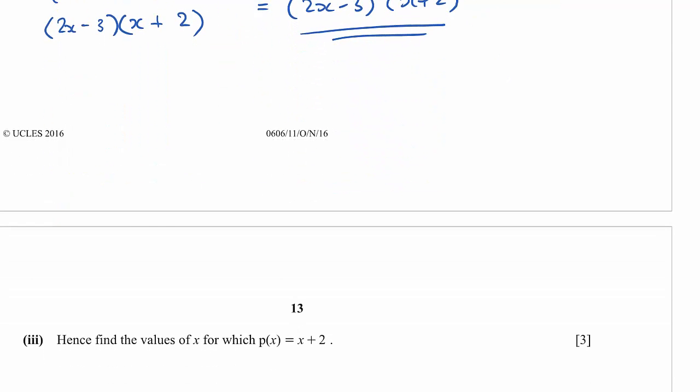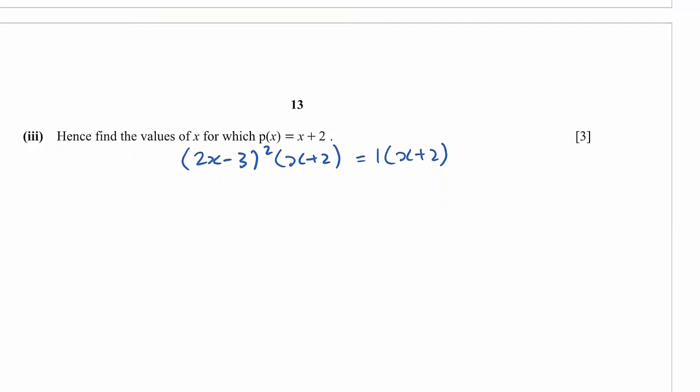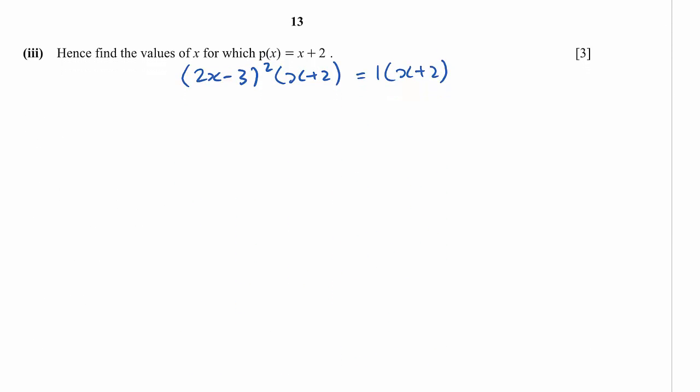So the last part of the question says, hence find the values of x for which p of x is equal to x plus 2. So that means that we have 2x minus 3 squared, x plus 2 is equal to x plus 2. And remember that this is 1 times x plus 2. Now you can't just cancel the x plus 2 off each side because of the possibility that x plus 2 might be 0. So we have x plus 2 equals 0, or then we can cancel it. So we've got 2x minus 3 squared equals 1 if we cancel the x plus 2 off.